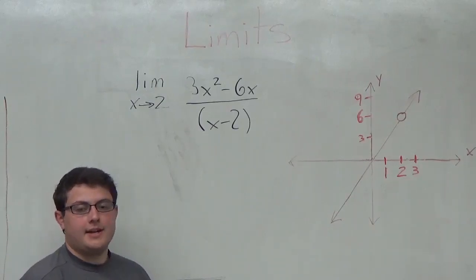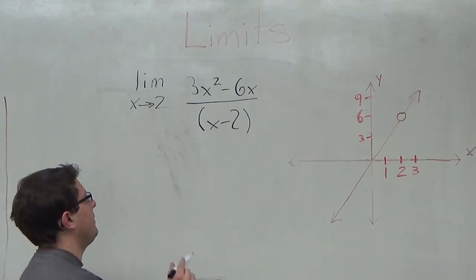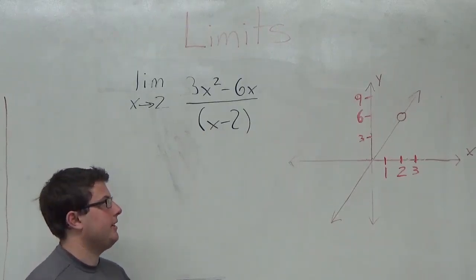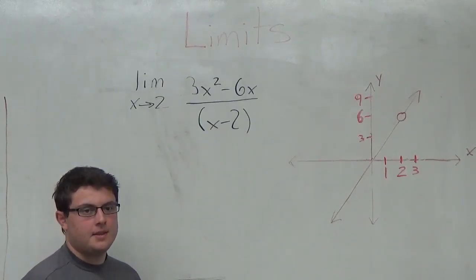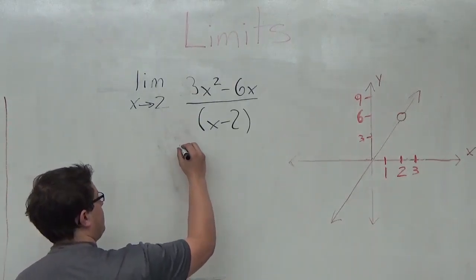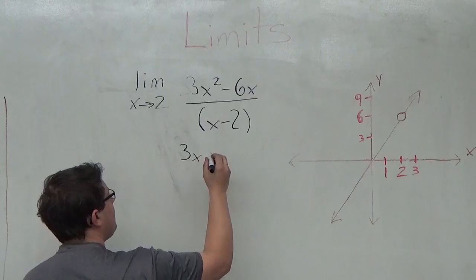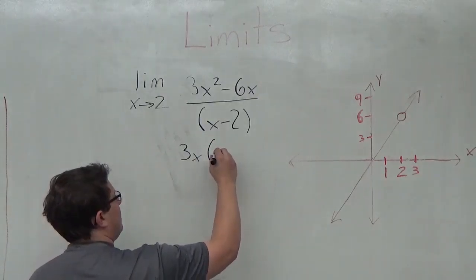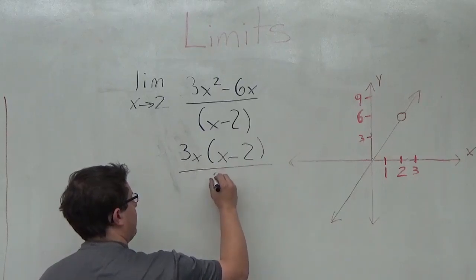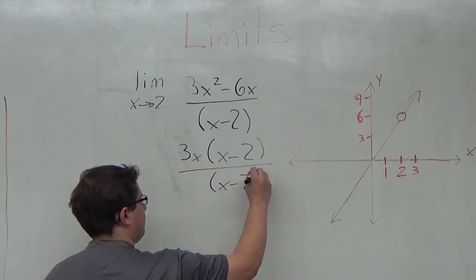And you cannot divide by 0 with math, so we have to figure out some way to remove this discontinuity in this function. So what I'm going to try doing is factoring. So we can factor a 3x out of the numerator. So it's 3x times x minus 2 over x minus 2.